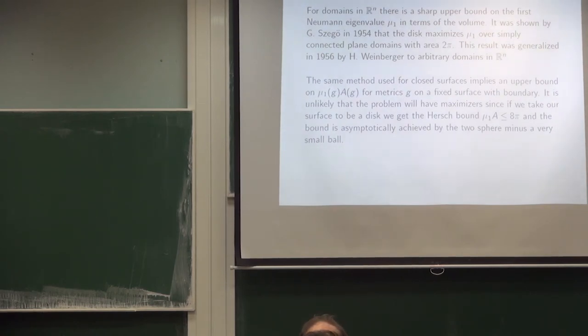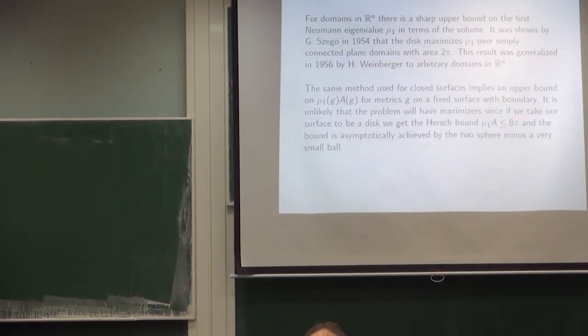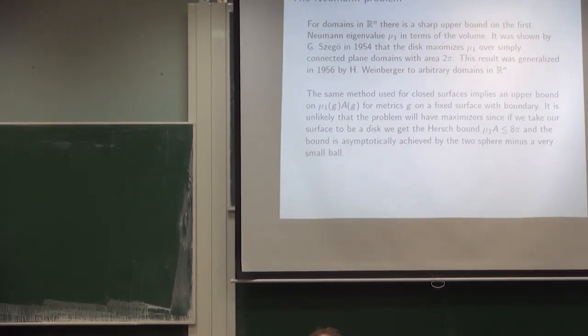So in fact, if you look at metrics on a disk, the same proof as the proof of the Hersch theorem gives you the same inequality, namely mu1 times the area is less than or equal to 8 pi. And on the other hand, the bound is not achieved. So it often happens in eigenvalue problems. You may have a sharp inequality, but the extremal configuration doesn't actually exist. In other words, it degenerates in some way.